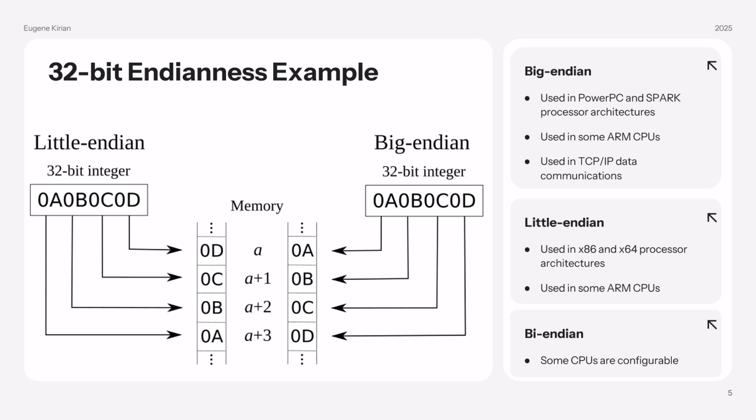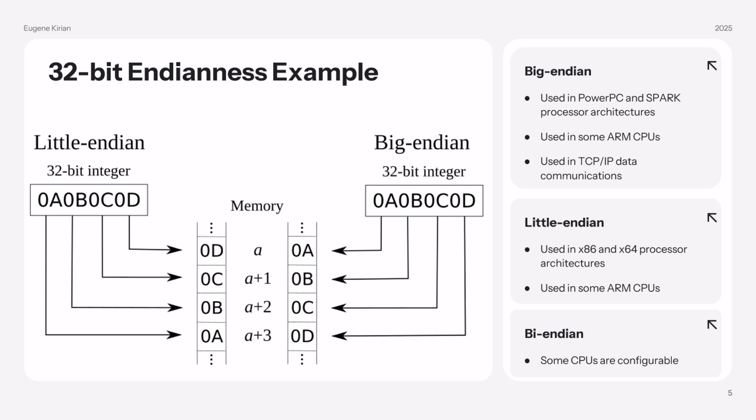On the other hand, in little endian systems like x86 and x64 processor architectures, the least significant byte is stored first. Some ARM CPUs also support little endian byte order. It's like writing a date in the format day, month, year. The least significant part comes first.